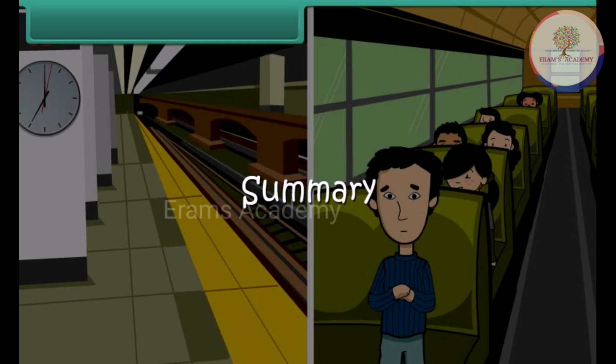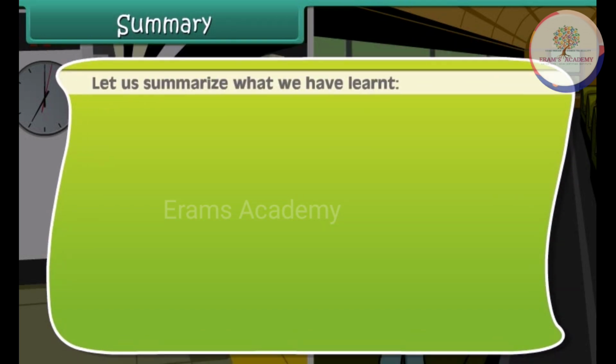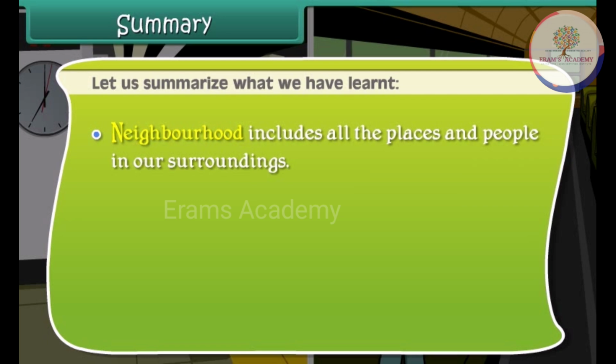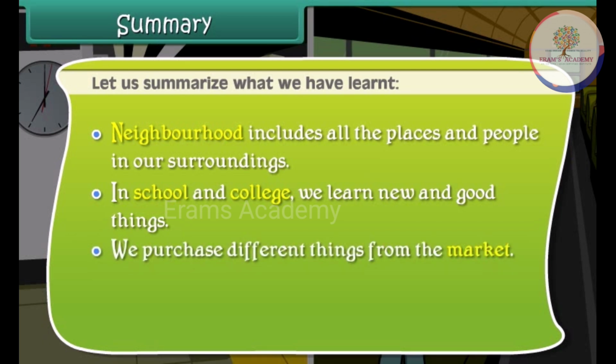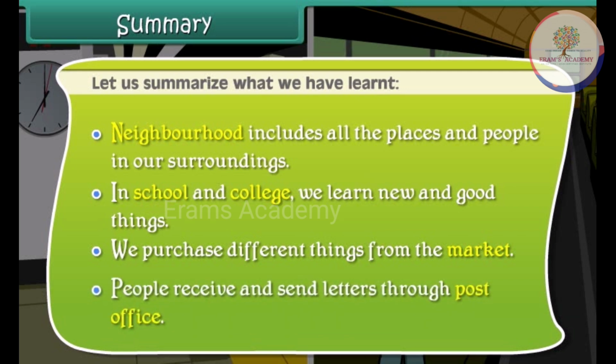Summary. Let's summarize what we have learned so far. Neighborhood includes all the places and people in our surroundings. In school and colleges, we learn new and good things. We purchase different things from the market. People receive and send letters through the post office.